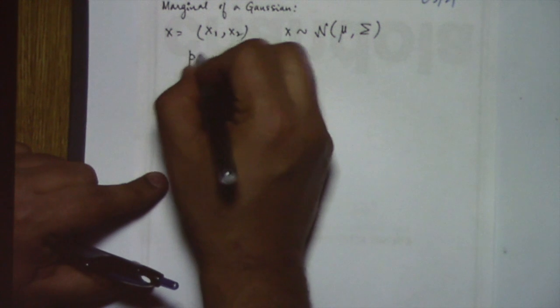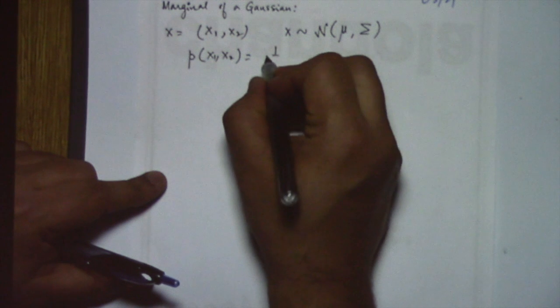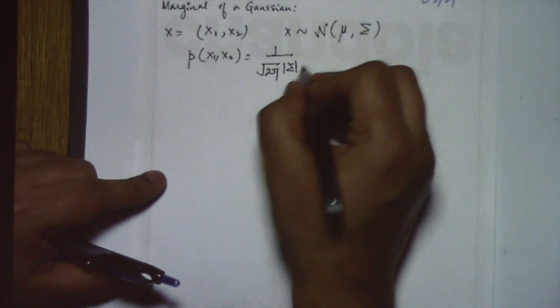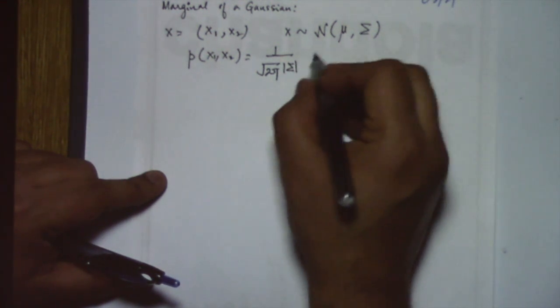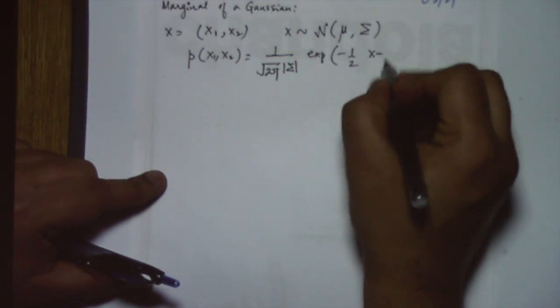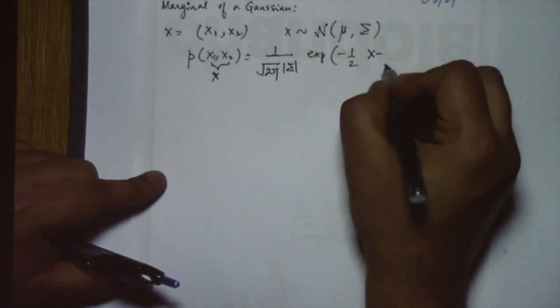So if you have a random variable which has two variables inside it, x, and x is a multivariate Gaussian, it has some mean vector and it has some covariance matrix. Which means that the joint probability distribution of x1, x2 is given in our standard form, which is one over the square root of two pi times the determinant of this covariance matrix, times the exponential of minus one half, x minus mu transpose. So let's consider this as a vector x. So x minus mu transpose.